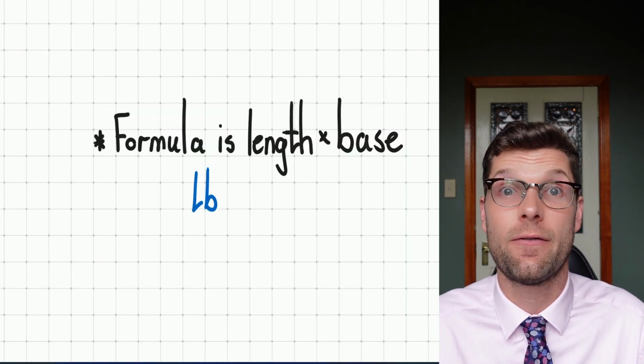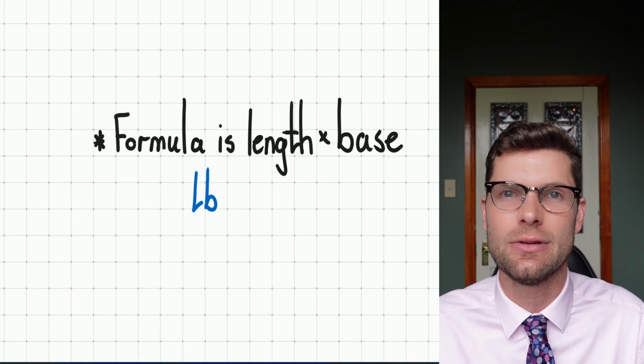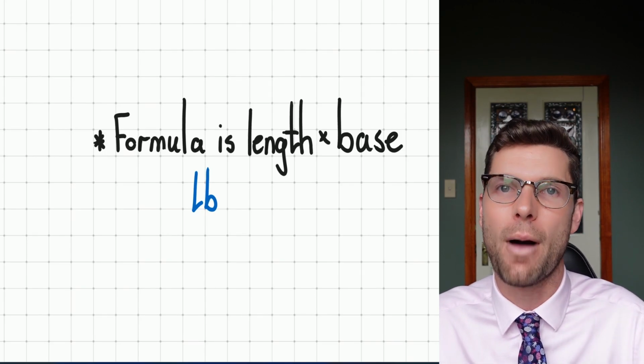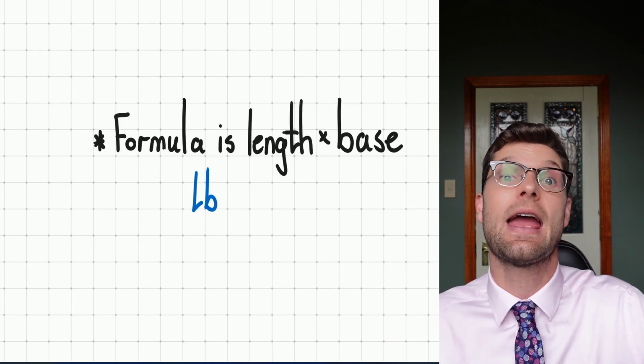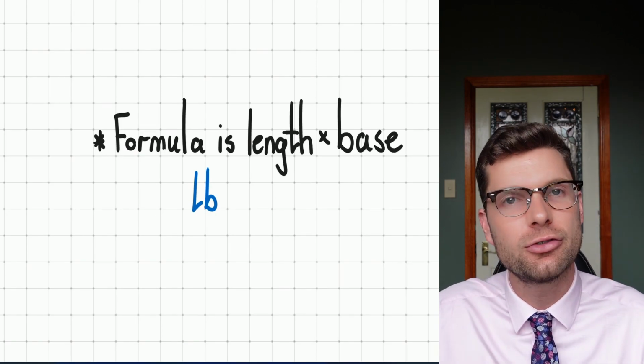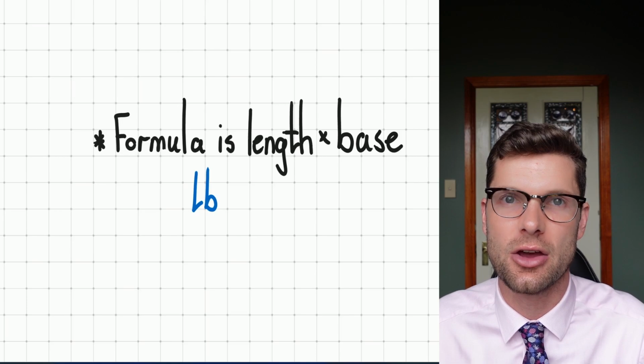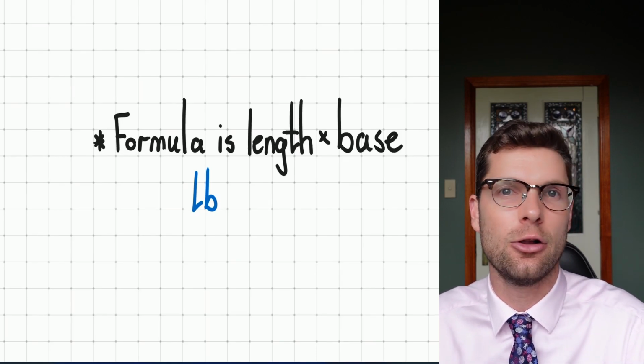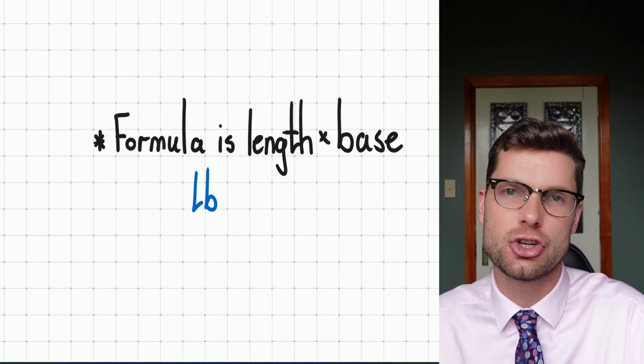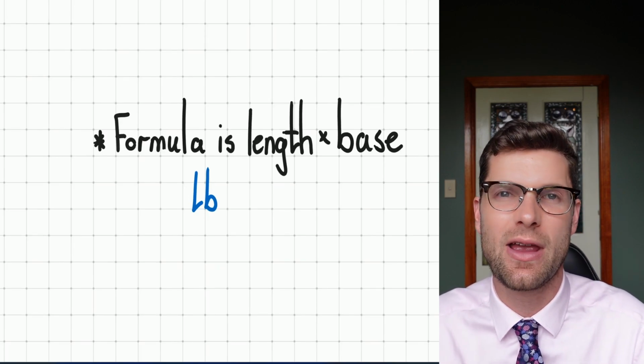So that means the formula for finding the area of a rectangle is just the length multiplied by the base. So really, how far up and down does it go, multiplied by how far across the bottom it goes. You'll see this written as LB, or length times base, just using those algebraic principles that we have learnt before.